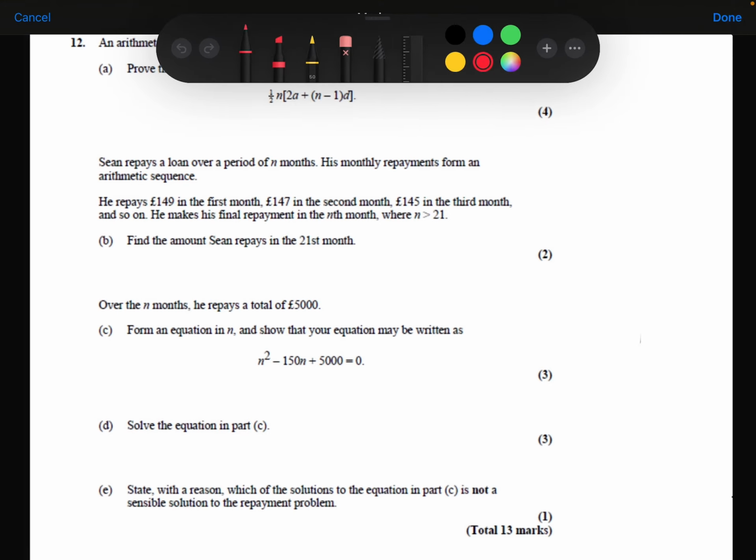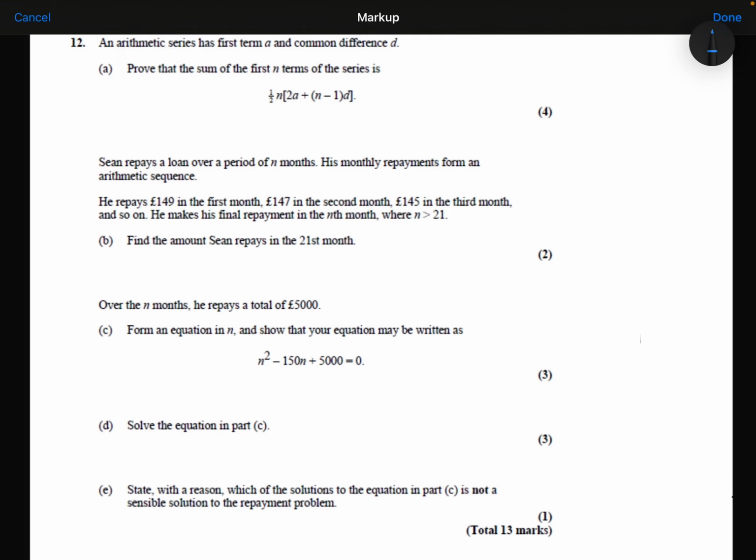Right, we are then told that Sean repays a loan over a period of n months. His monthly repayments form an arithmetic sequence. He pays £149 in the first month, so month 1, 149. He pays £147 in month 2, £145 in month 3, and so on. Find the amount that Sean repays in the 21st month.